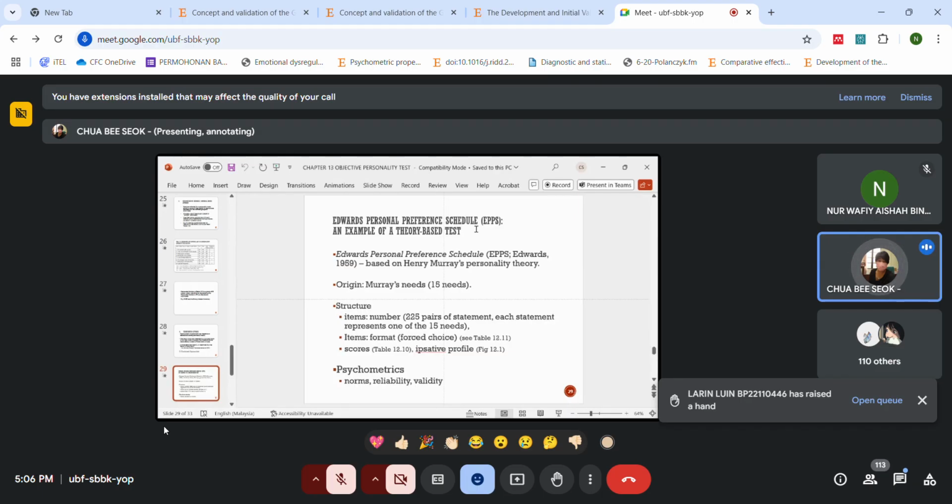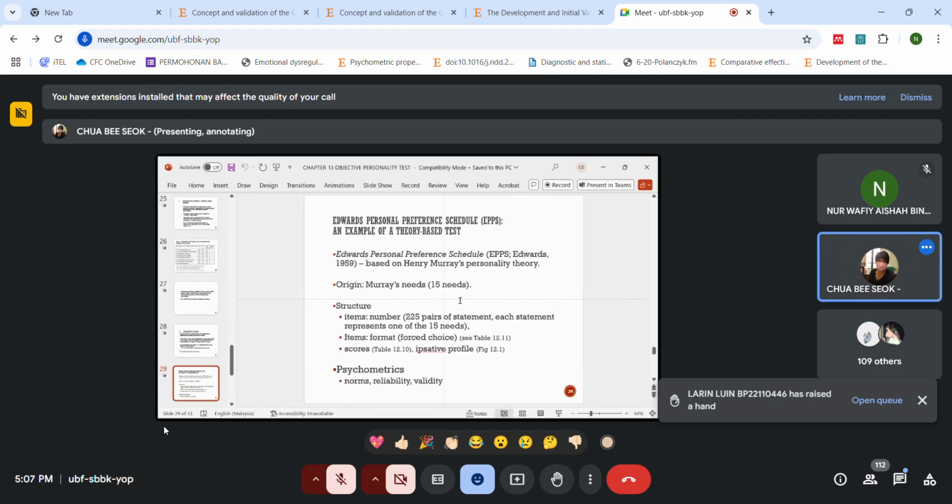Okay, so here is an example. The Edwards Personal Preference Schedule, this test is an example of the theory-driven approach. We discussed this one last week, about the needs. So the Edwards Personal Preference Schedule measures needs. They have 15 needs based on Murray's personality theory. So Murray also has 15 needs.